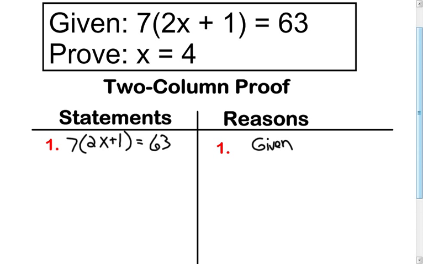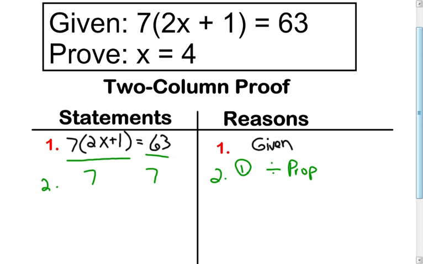Now I'm going to take a little different approach to solving this. Many of you would probably go on to step 2 and use the distributive property. I'm going to take a different approach, and I'm going to divide both sides by 7 just to show you another way to solve this equation. So step 2 is my division property, and I needed line 1 to be able to do that.